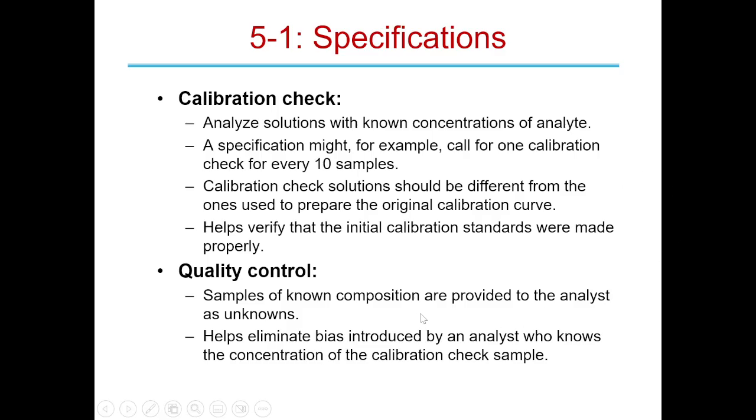And it's very different. This helps eliminate bias introduced by an analyst who knows the concentration of the calibration check sample and therefore might just put the number. Or it may not be as bad as purposely cheating. It may just be as simple as if he gets a number that he doesn't think is right, he tests it again and gets the right number. That doesn't sound so bad, right? But you have to realize that on an unknown sample, he doesn't know what it's supposed to be, right? And so he would have given the first number, which was wrong. See the problem there?